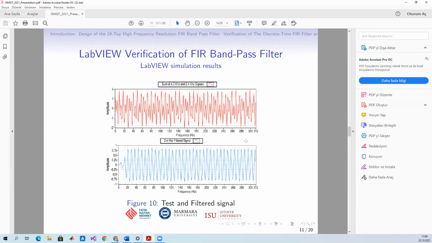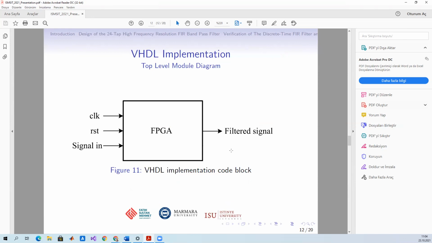We verified these signals with the VHDL simulation results, and we see that the simulation results and real-time implementation results give us the same value. And this is the VHDL implementation top-level module diagram. I only give one block here because there are too many entities, processes, and other subprograms in the program.